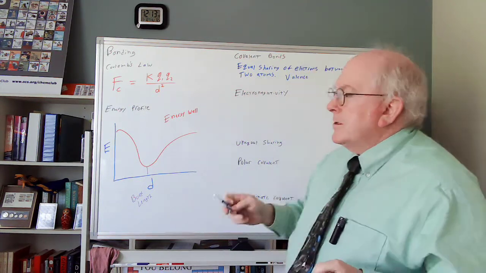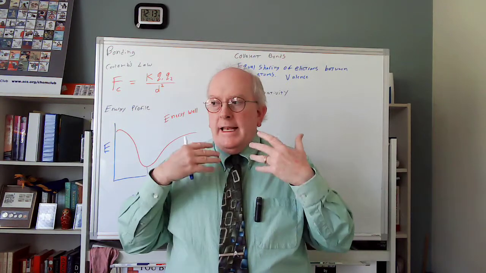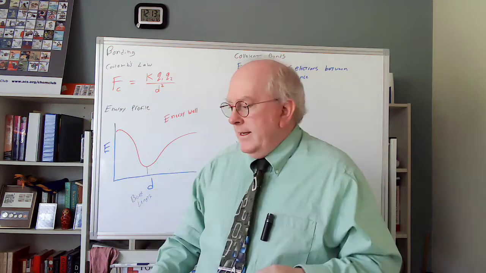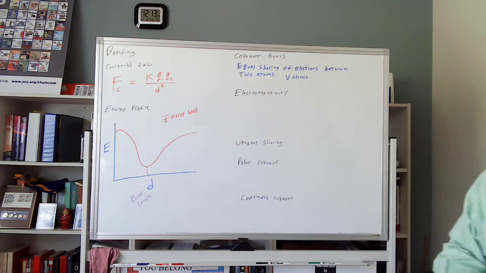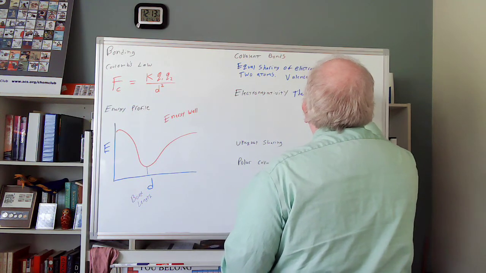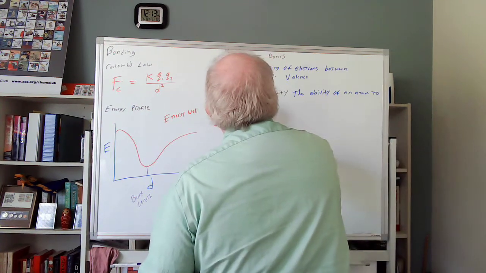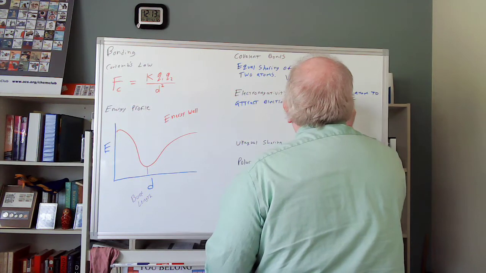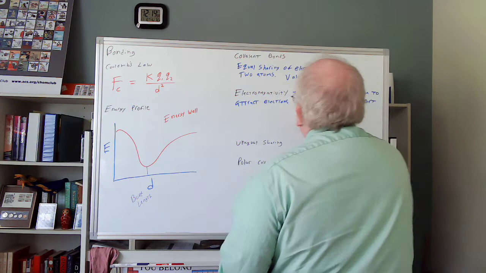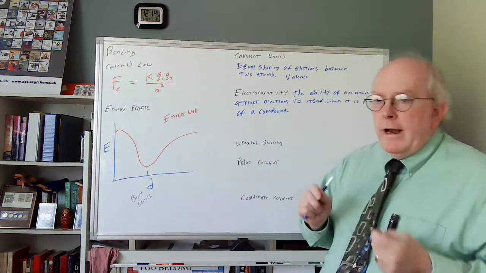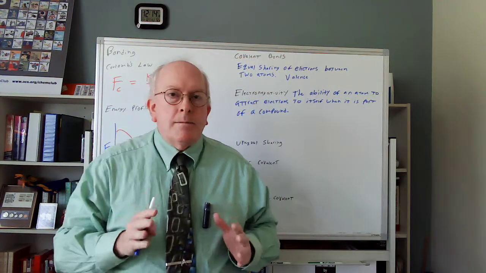All right? Now, that happens only when the two atoms have what we call an equal attraction or pull on the electrons. And that gives us the concept of electronegativity. Now, electronegativity is the ability of an atom to attract electrons to itself when it is part of a compound.